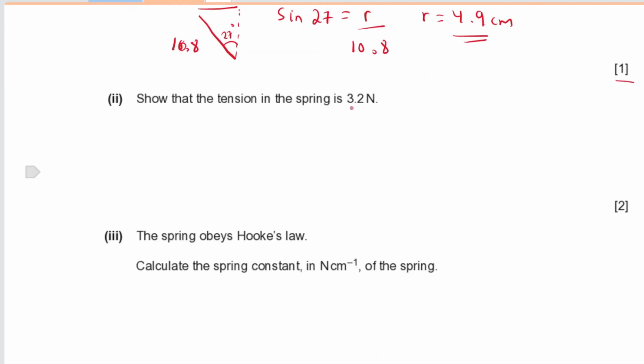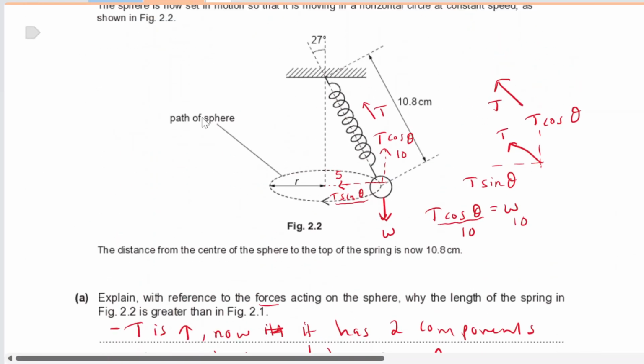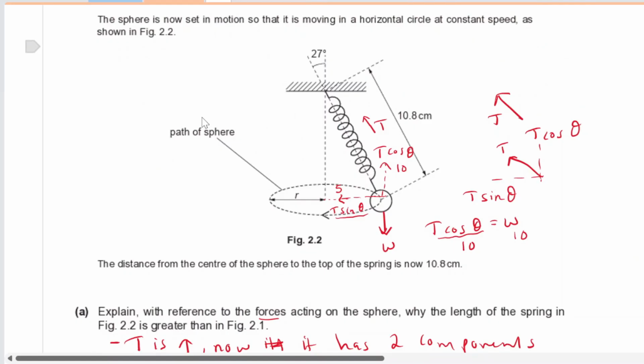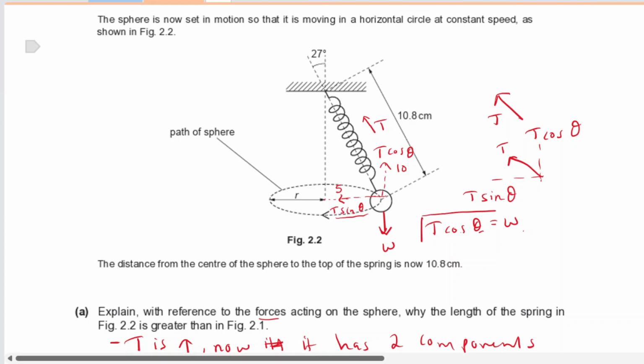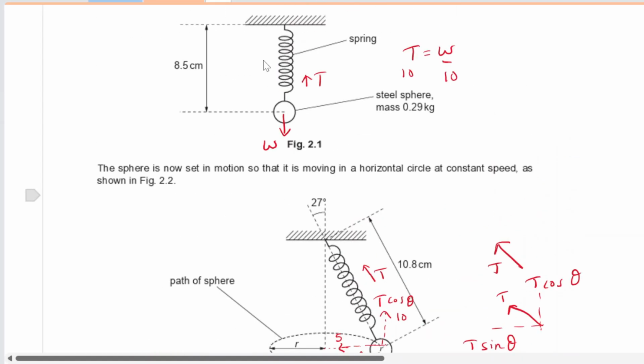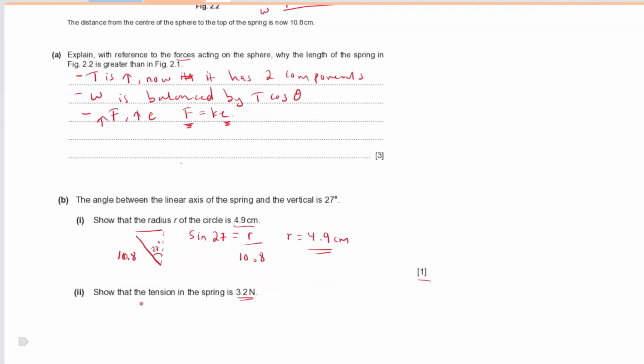Now show that the tension in the spring is 3.2 newtons, and this should be pretty straightforward as well, because what you can do here is that you see this equation that we have formed, which is T cos theta equals the weight. We can use this equation to find the tension T. We have theta, which is 27 degrees, and we have the weight of this sphere, which will be mass times gravity, and mass is 0.29, right?